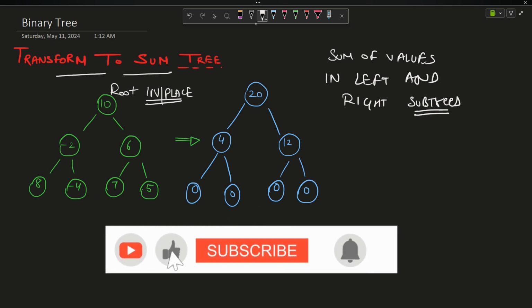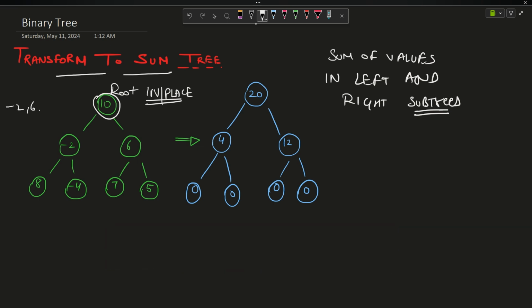That is, for 10, the values that are contributing are minus 2, 6, 8, minus 4, 7, 5, and if you sum this up, you will get 20 as your value. Similarly, for minus 2, the values are 8 and minus 4, and when you sum them, you will get 4 as your value. 6, 7, and 5, sum them, 12 as your value.